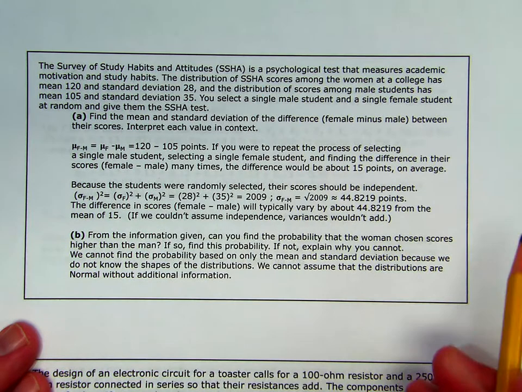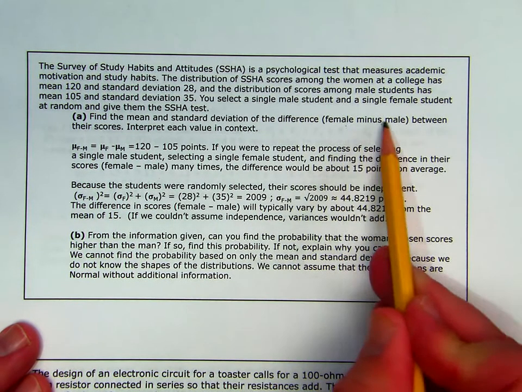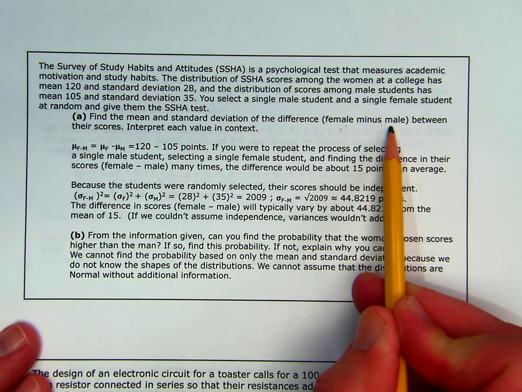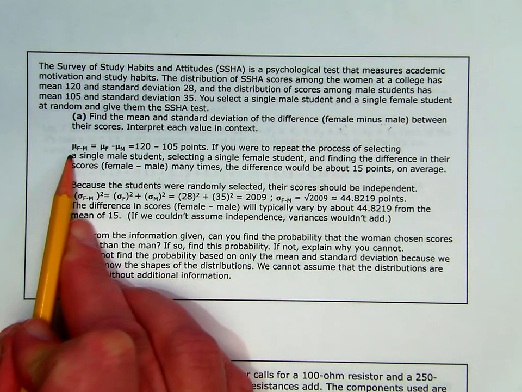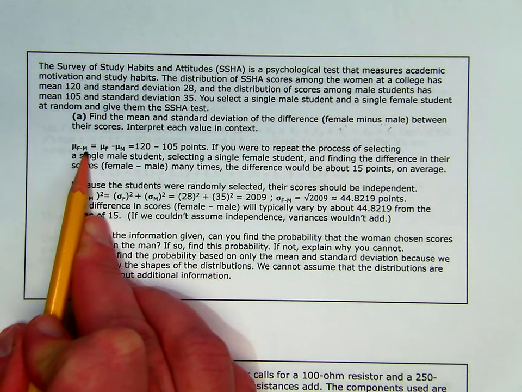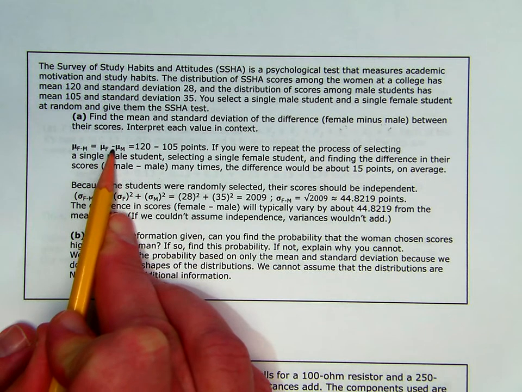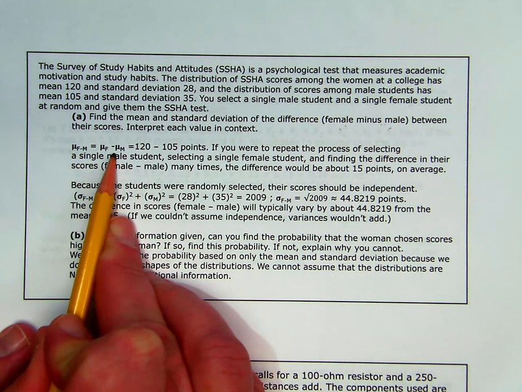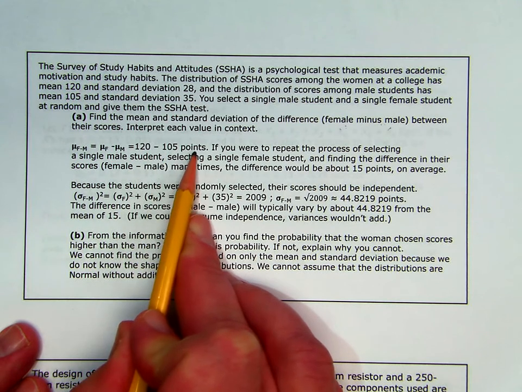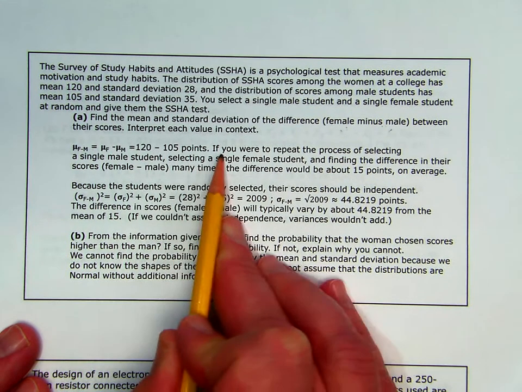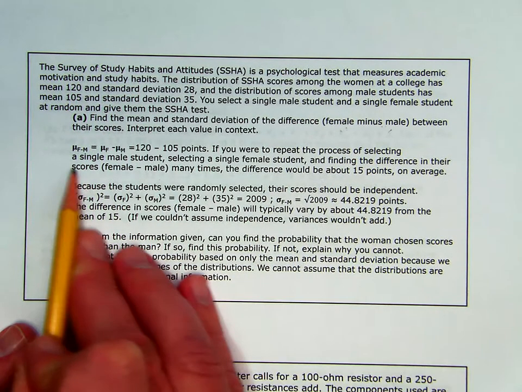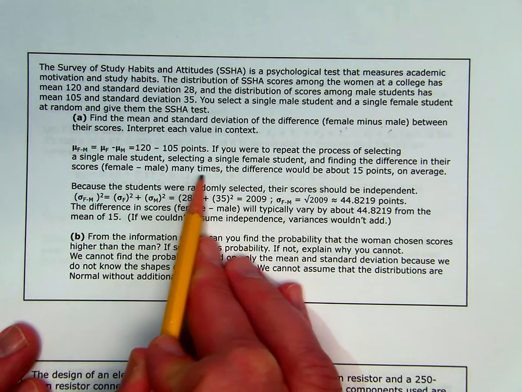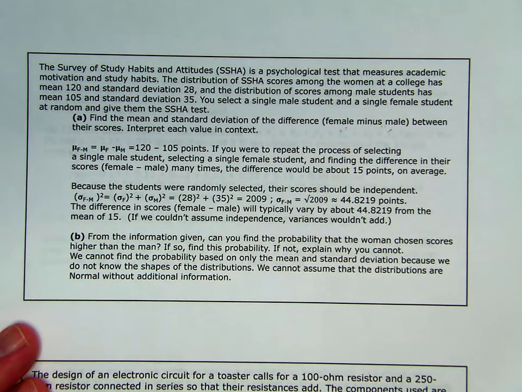All right, whenever you're dealing with a difference of 2 random variables, order of subtraction is important. Make sure that you follow whatever is given, or if you're choosing it, define what you're going to do. So, no matter what, even without independence, you can always subtract means. So the mean of female minus male is the mean of female minus the mean of male. Those subscripts matter. Pay attention to the detail. 120 minus 105 is 15 points. So if you were to repeat the process of selecting a single male student, selecting a single female student, and finding the difference in their scores, order of subtraction, many, many times, the difference would be about 15 points on average.